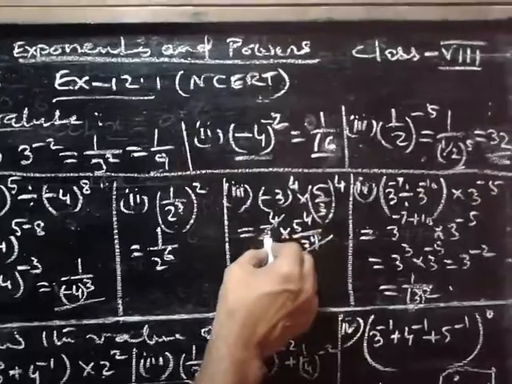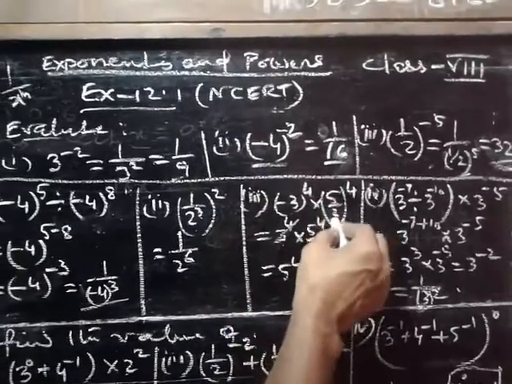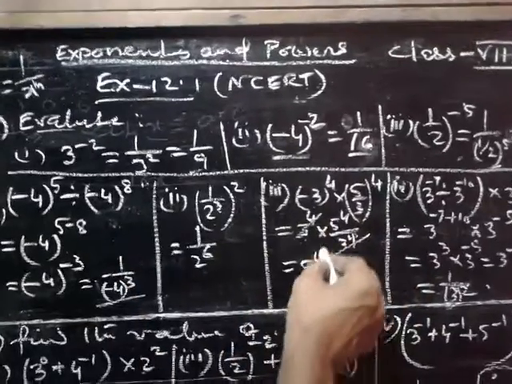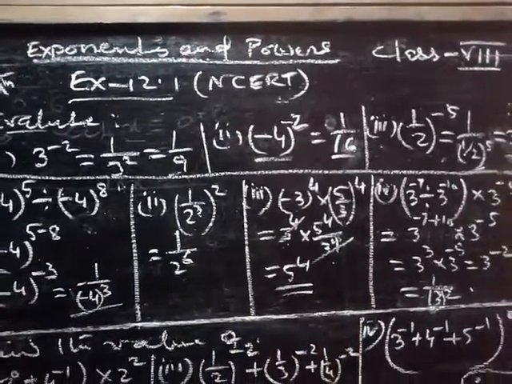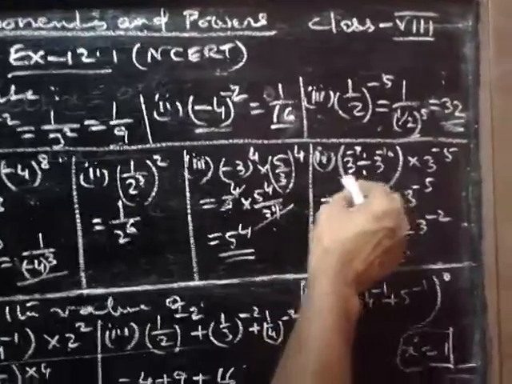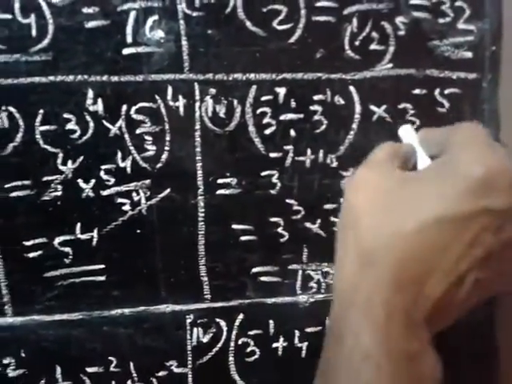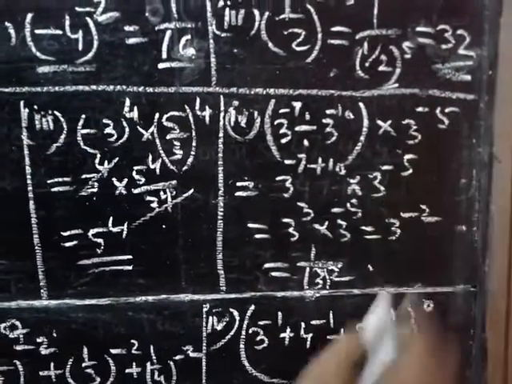Here minus 3 to the power 4 into 5 by 3 to the power 4. Minus 3, it is actually coming 3 to the power 4, and it has come 5 to the power 4 by 3 to the power 4. 3 to the power 4 will be out, and the answer will be 5 to the power 4. Number 4 is 3 to the power minus 7 divided by 3 to the power minus 10 into 3 into 3 to the power minus 5.